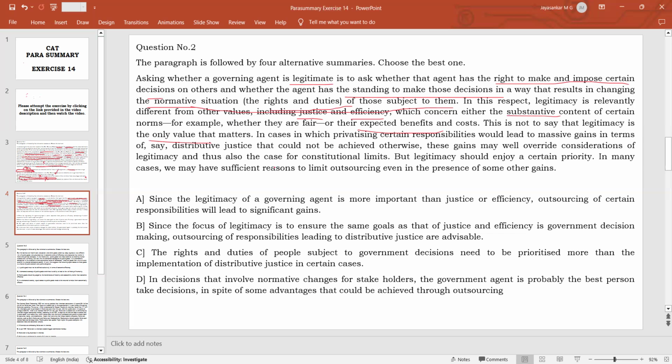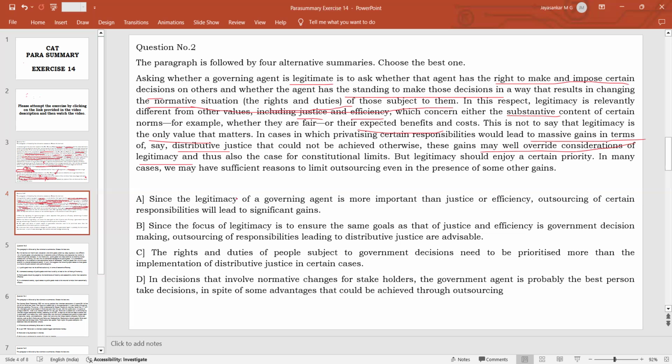So legitimacy is not the only value that matters. In cases where the decision can bring a significant lot of benefits by way of justice and efficiency, then legitimacy need not be taken into consideration. These gains may well override considerations of legitimacy. Means in areas where decisions will lead to a lot of benefits in terms of either justice or efficiency, in such cases, legitimacy, or the authority or the eligibility of the person taking the decision, need not be taken into account, or it should not be a big concern.